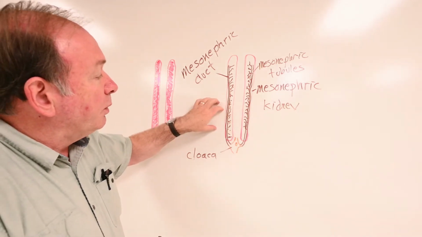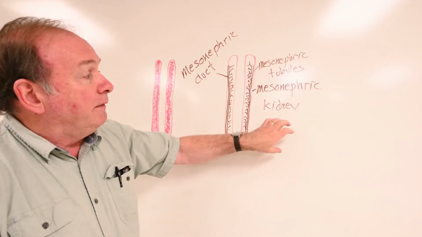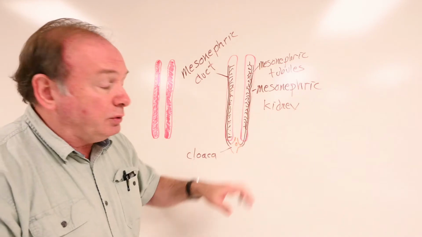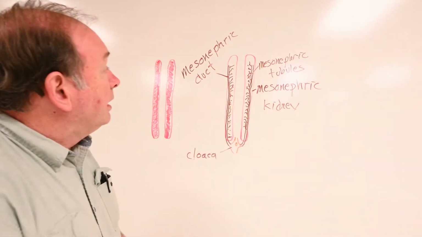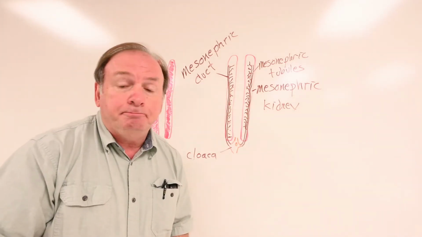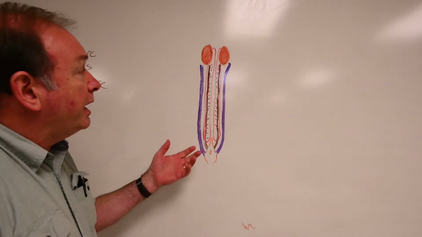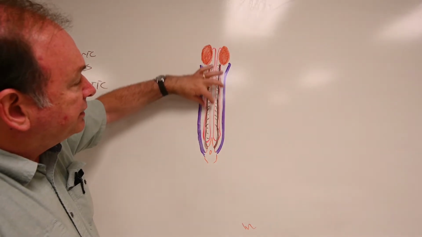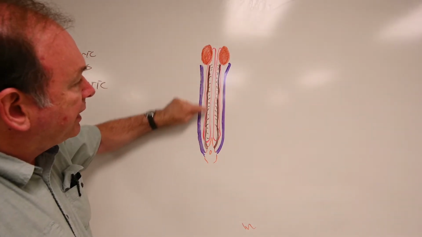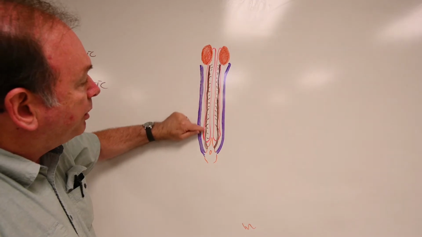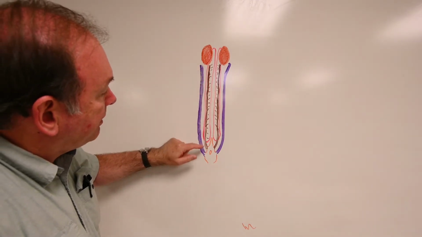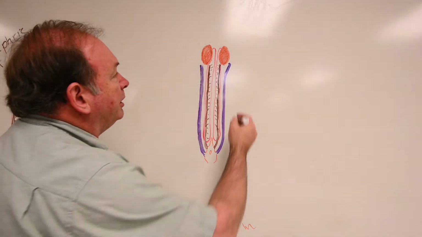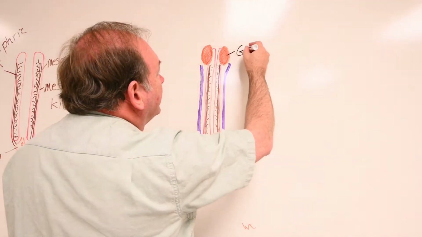In the next picture, we will show the addition of the reproductive structures that develop from these same tissues, from the intermediate mesoderm. Here in this picture, we have the same kidneys, the mesonephric kidneys coming down here, the mesonephric ducts in brown, mesonephric tubules, the little brown dashes in there, cloaca back here, just like we had in the previous image. But up here we have gonads now.